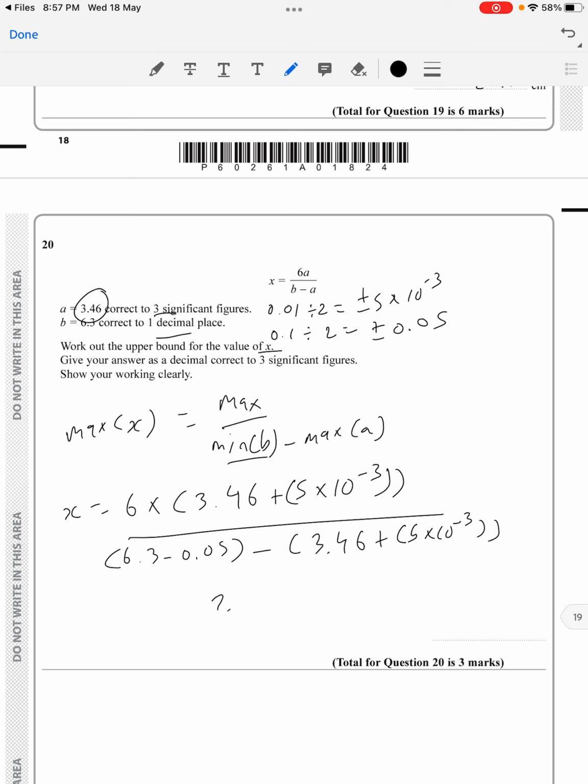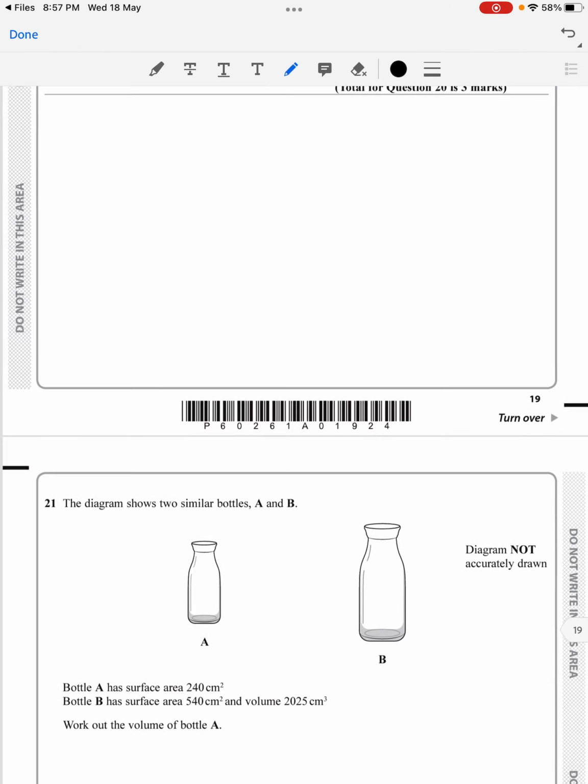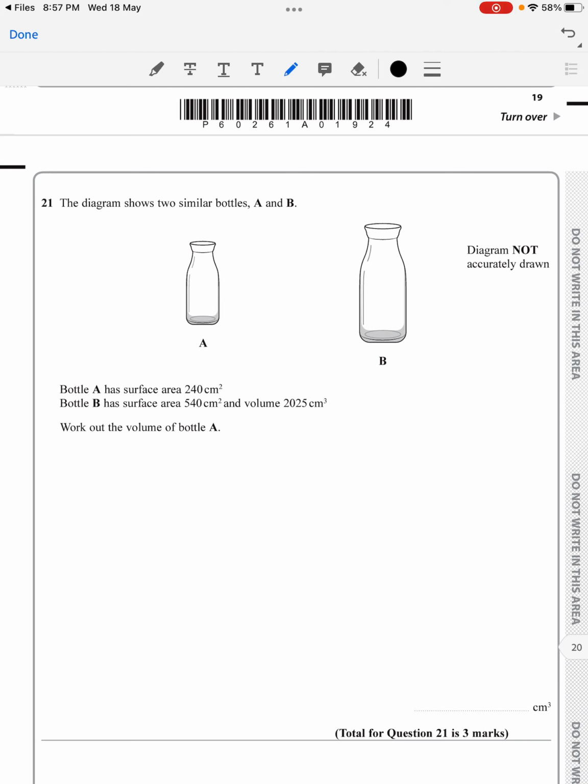Brackets, and you should be getting approximately 7.464 to 3 significant figures, that is 7.46 only. And that should be our upper bound value, 7.46 for 3 marks. Now let's move on to the next question.